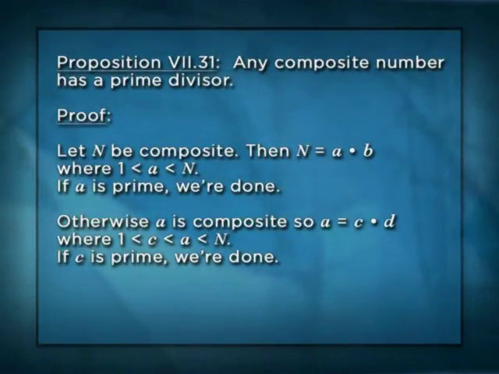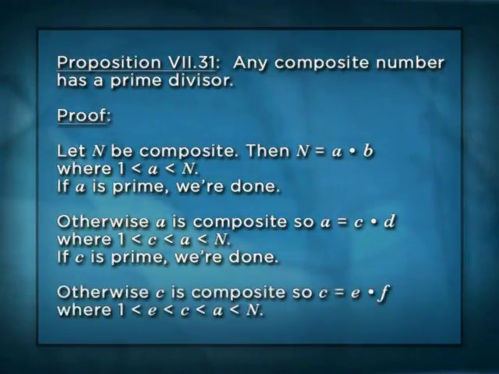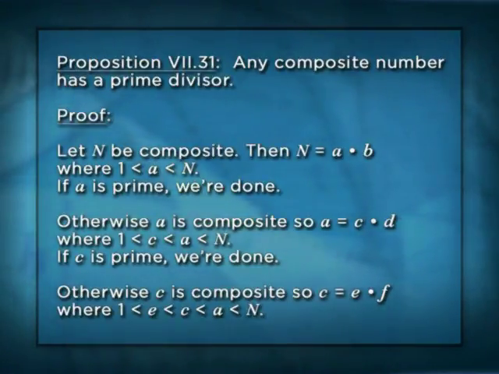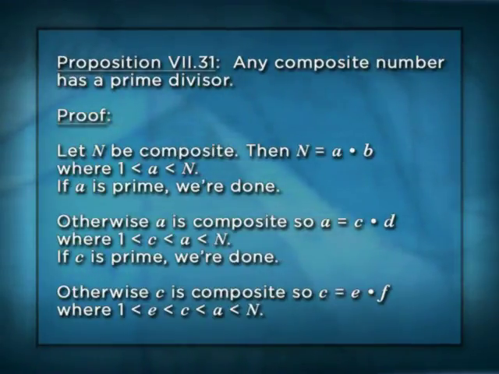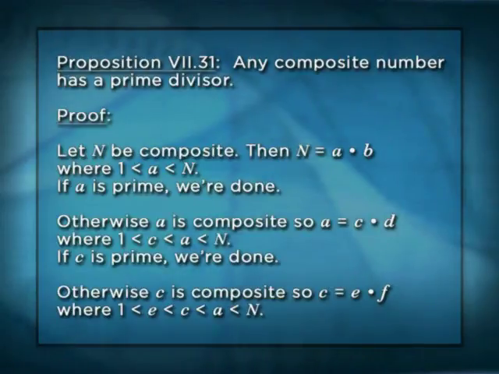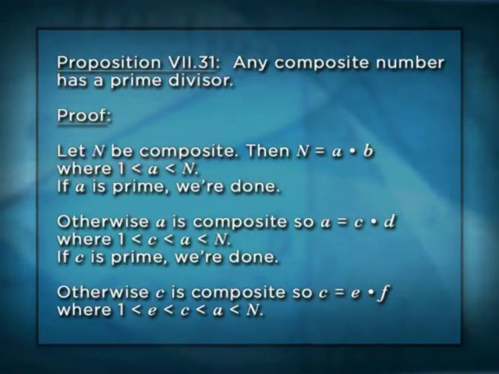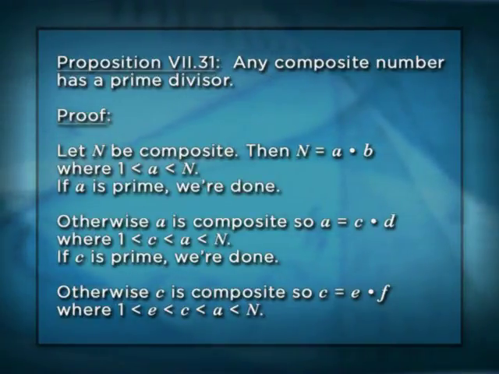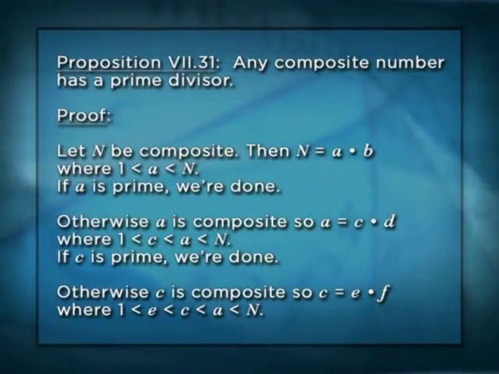Great, but it doesn't have to be. So maybe c is composite. Now what? Well, back to the definition. If c is composite, c is equal to e times f, where e is intermediate between 1 and c. So 1 is less than e is less than c. But we said previously that the c is less than a, and we said before that the a is less than n. So we're getting this chain being created here.